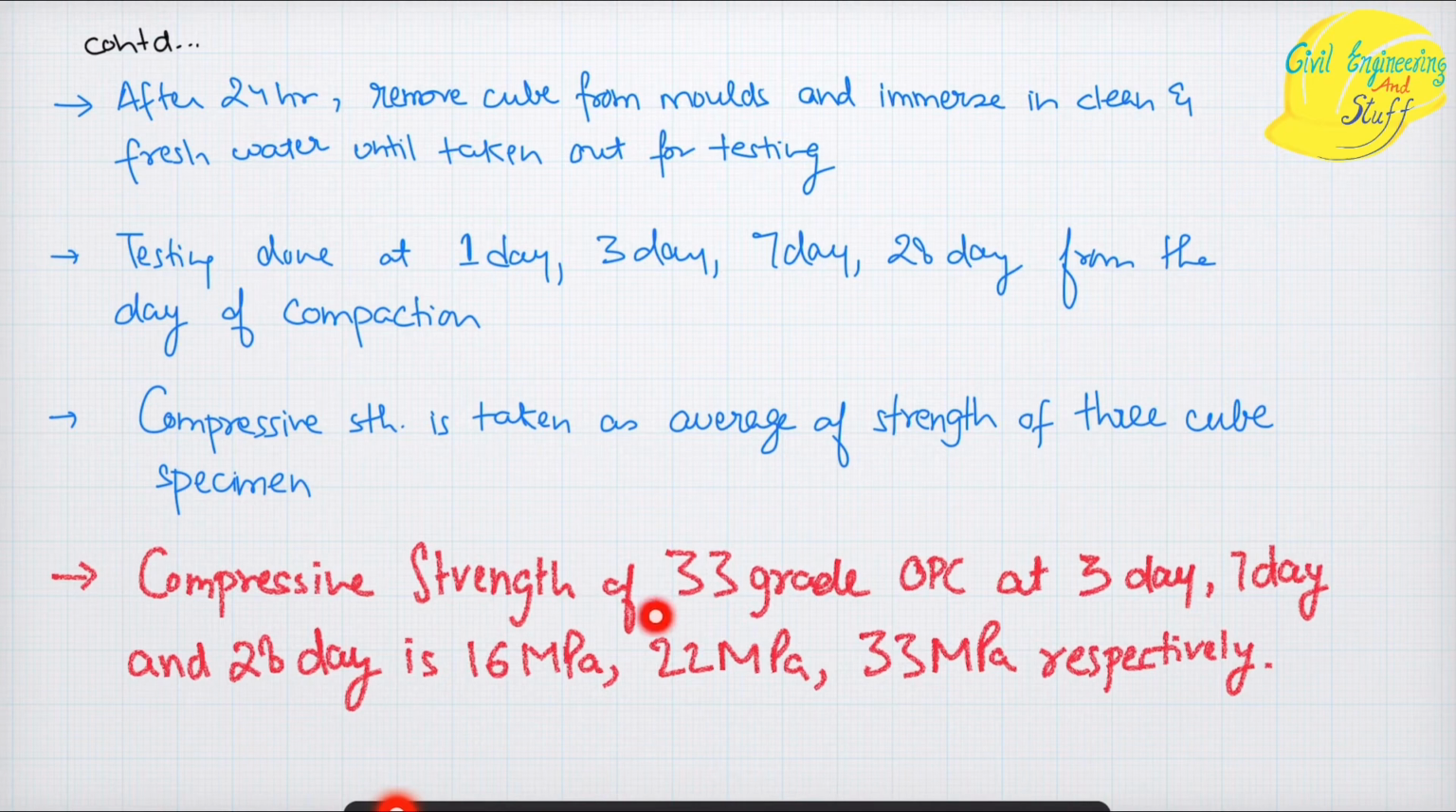Now the compressive strength of 33 grade OPC at 3 day, 7 day and 28 day is 16 MPa, 22 MPa and 33 MPa respectively. Okay, so this is your compressive strength test.